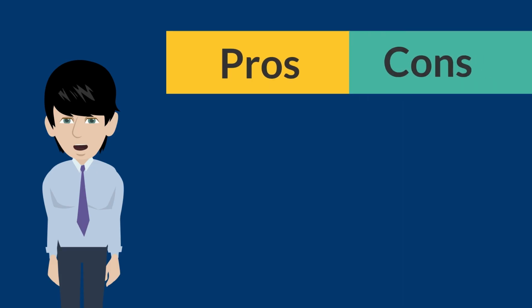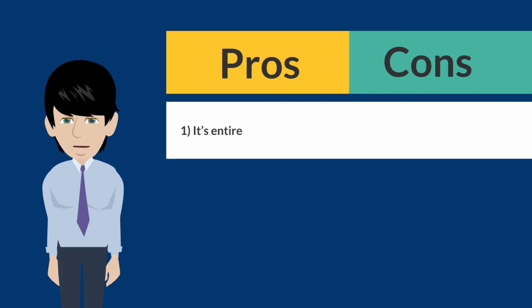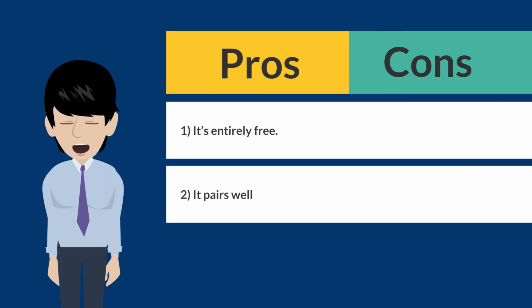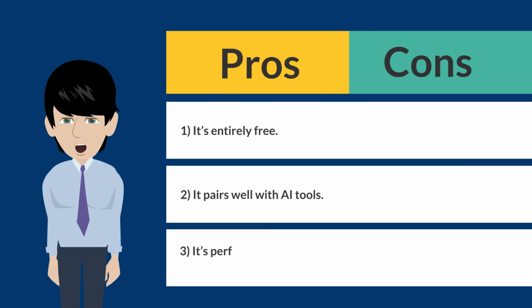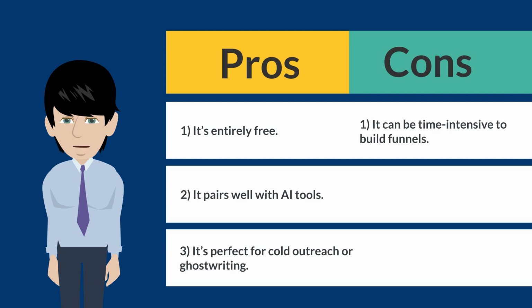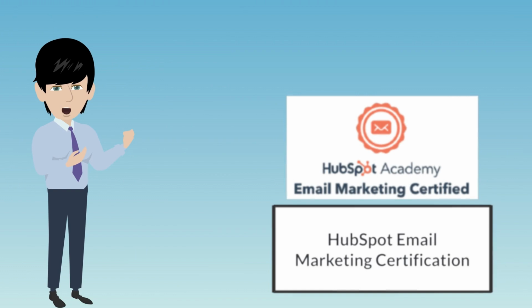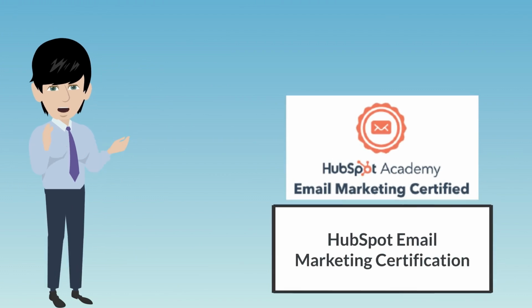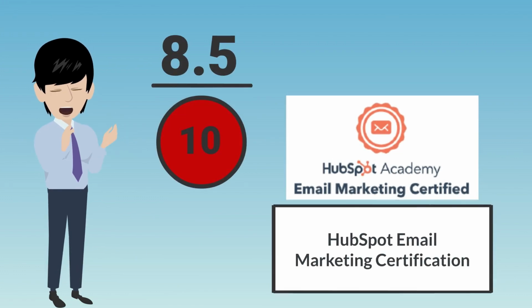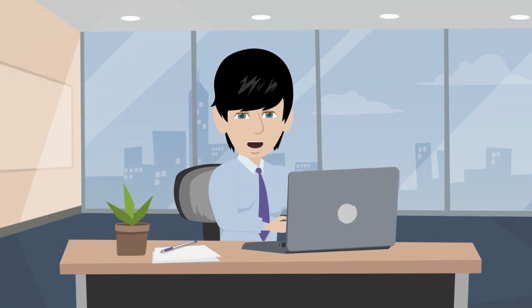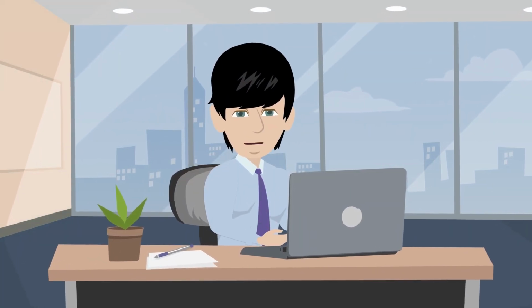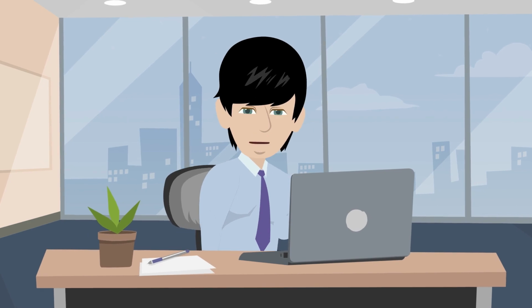Summing up the pros and cons, starting with the pros, they are 1. It's entirely free. 2. It pairs well with AI tools. And 3. It's perfect for cold outreach or ghostwriting. And the cons? 1. It can be time intensive to build funnels. And 2. Clients may expect results fast. All in all, I'm going to give the HubSpot email marketing certification a score of 8.5 out of 10. It's an excellent combo of cost, demand, and return on investment. Plus, it teaches evergreen marketing principles.